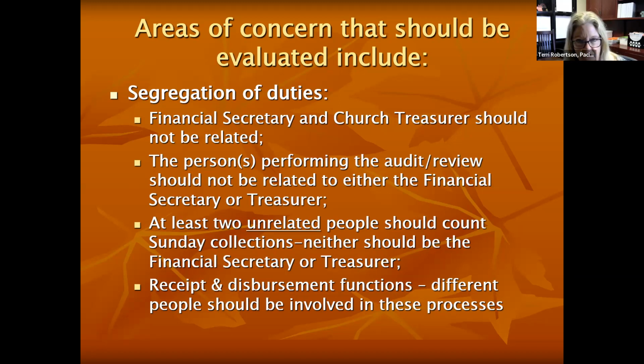Again, an income and a disbursement side of all of this. The person performing the audit review should not be related to either of these people. At least two unrelated people should count Sunday collections, neither being the financial secretary or treasurer. I know it's very common in congregations because it's easy to have a husband and wife team count together because it only means one family is staying after. That should not happen. Two people counting should not be related.